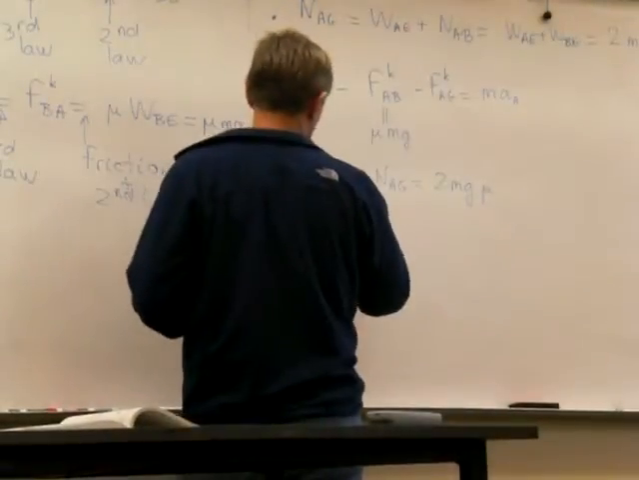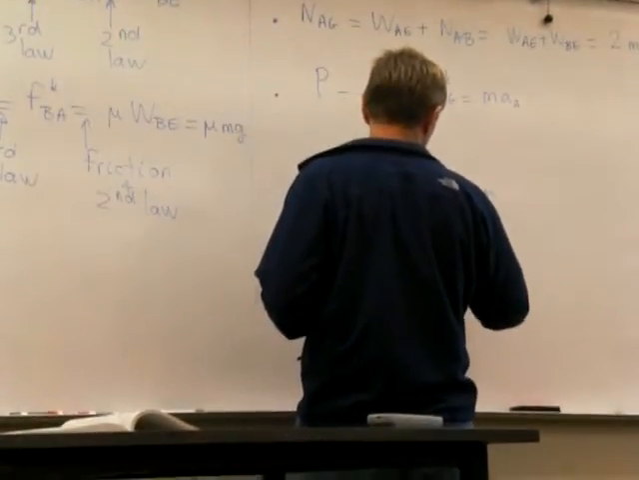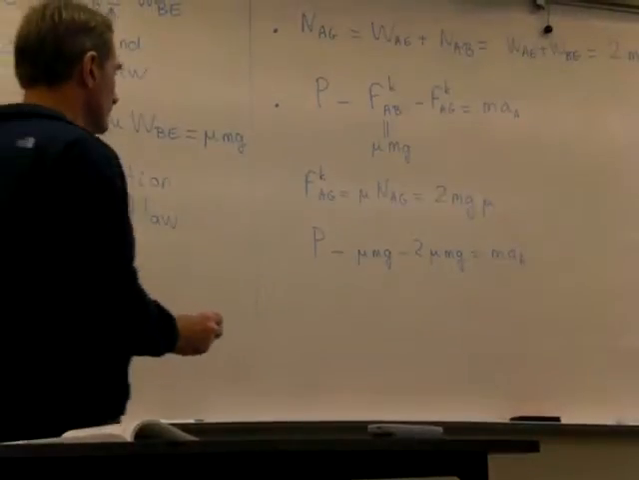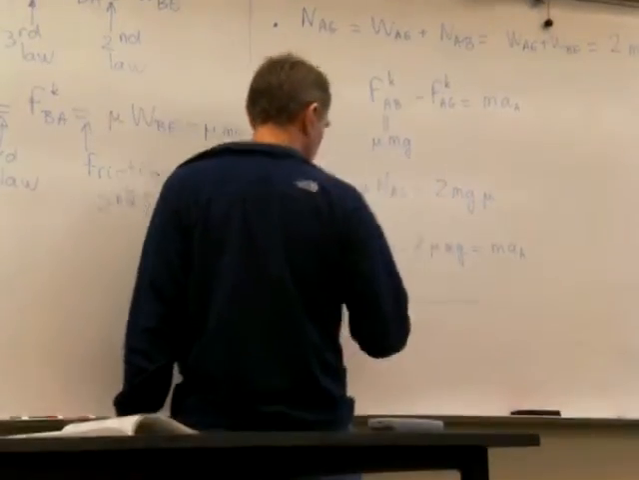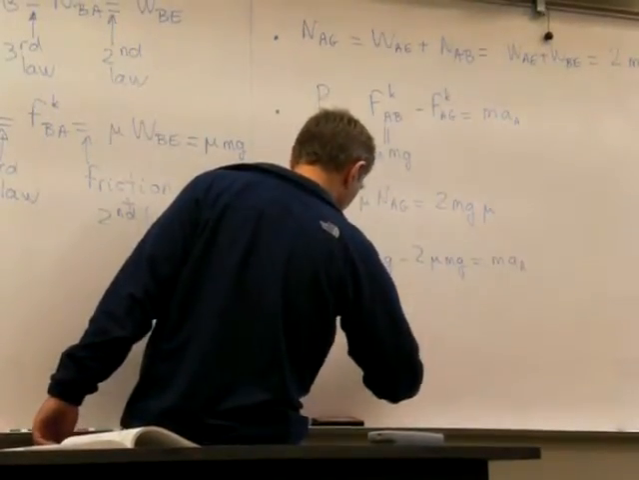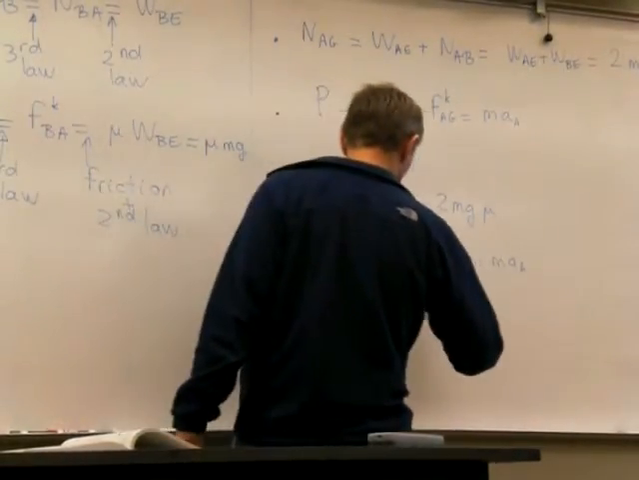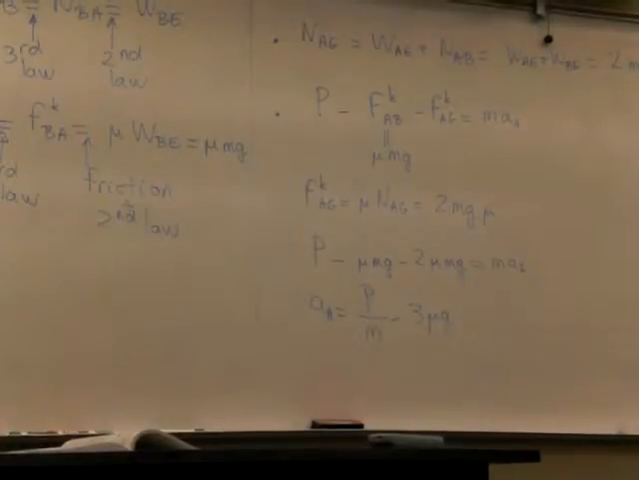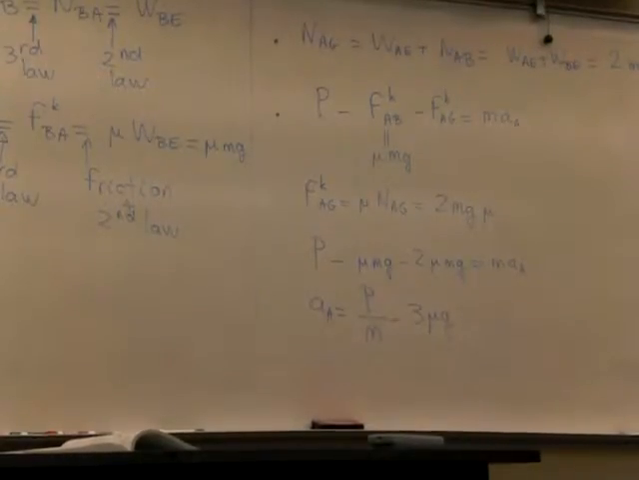So what do we get? We get P minus mu mg minus 2 mu mg is equal to m times the acceleration of A. So we get that the acceleration of A is P, or we can write it differently. We can write P over m minus, here the m goes away, so minus 3 mu g. So does this answer your question? Yeah.